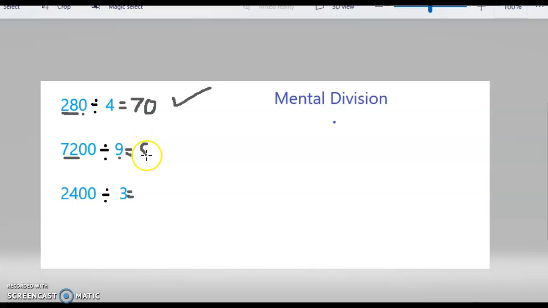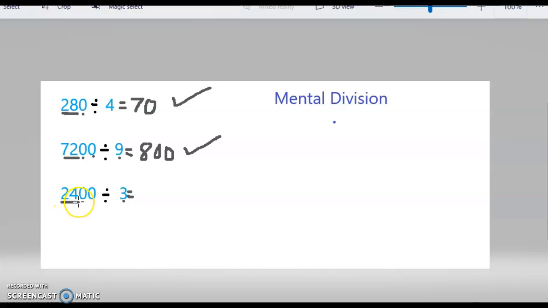So 9 can go into 72 8 times. So I'm going to put 8 here because 9 into 72 is 8. Then I want to say 9 into 0 is 0. And 9 into 0, that other 0 there is 0. Or if I want, I can just bring the 2 zeros that I have behind the number and it will be correct. So 9 can go into 7,200 800 times.